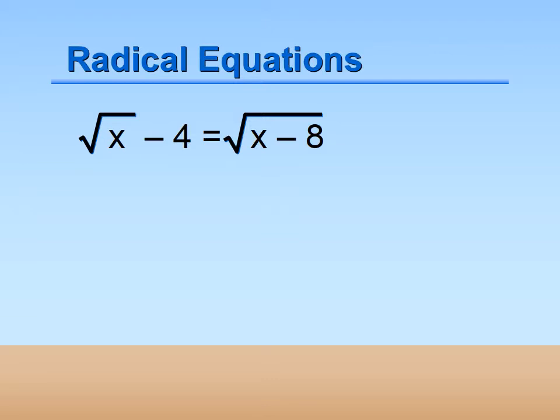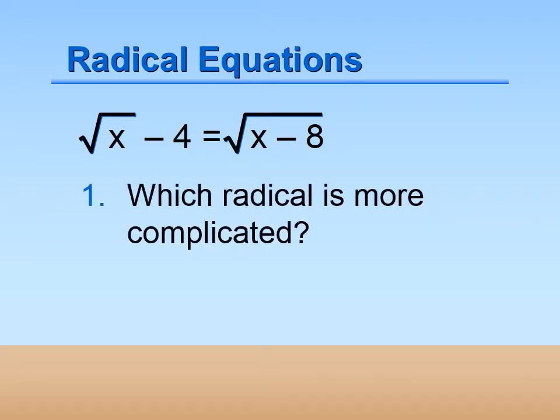We have the square root of x minus 4 equals the square root of x minus 8. So the question is, which radical is more complicated? Well, the square root of x minus 8 is more complicated because it has two terms in it. So, is it isolated? Yes, it is isolated, which means that we can move on to the next step.